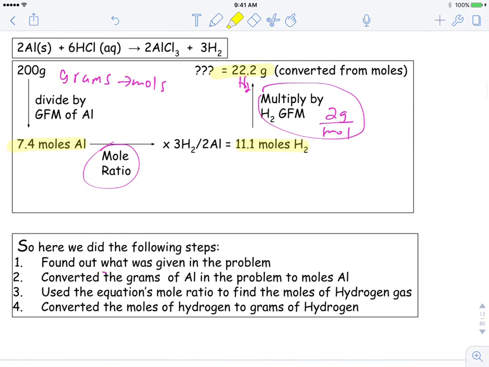So what did we do here? We found out what was given. We converted the quantity, in this case grams, to moles. We used the equation's mole ratio, and then we converted the moles of the second substance back to grams. 3 steps. We did a quantity, and we changed that to moles. We did a mole ratio, and then we changed the moles back to whatever quantity we wanted.